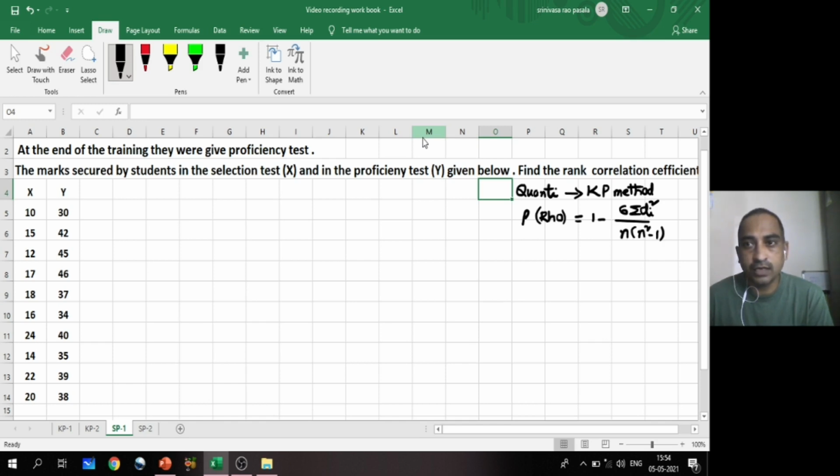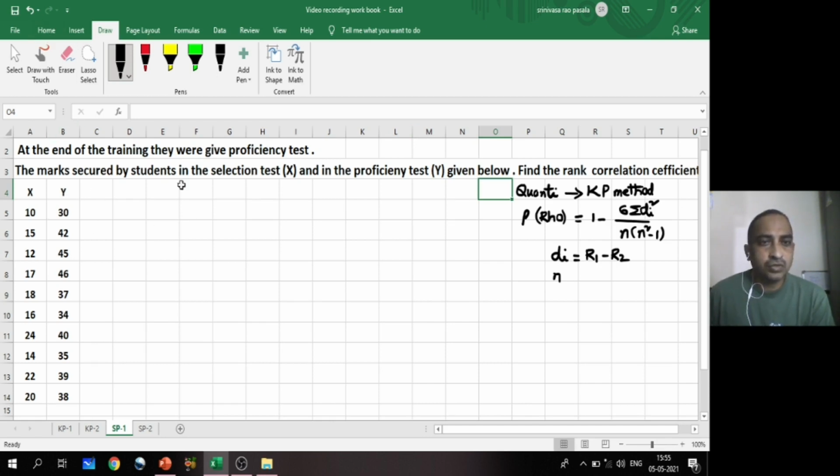square minus 1. So what do we mean by di? Di is nothing but the difference between the ranks, R1 and R2. What do we mean by n? N is the total number of observations in the given data. Consider this data: here 10 paired observations are there, so n equals 10. Let us see how to assign the ranks to the given marks.